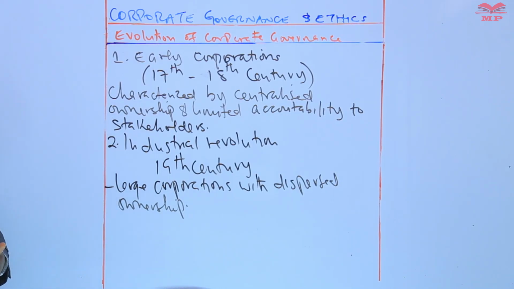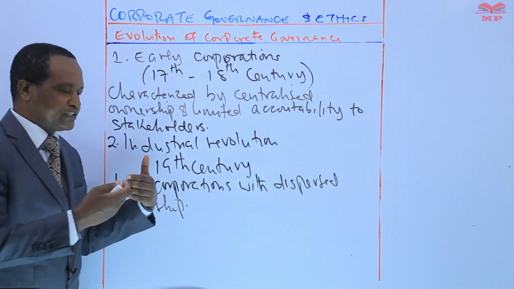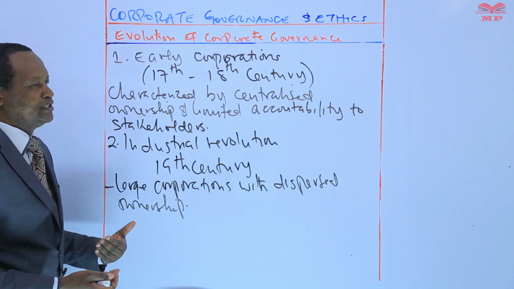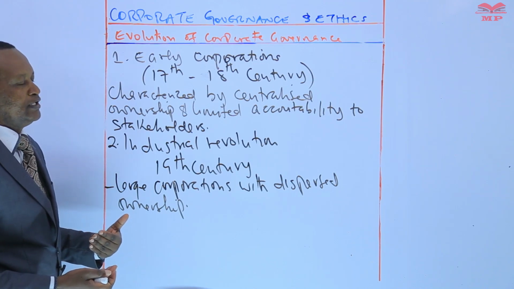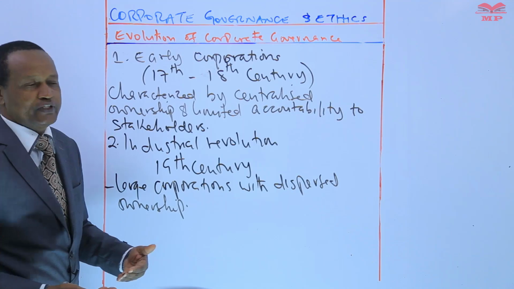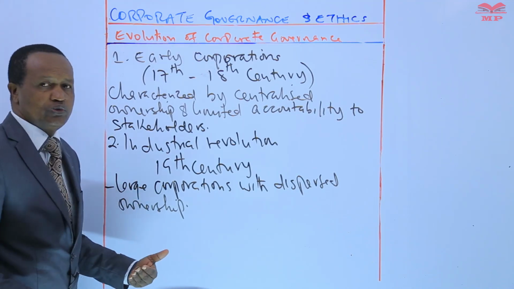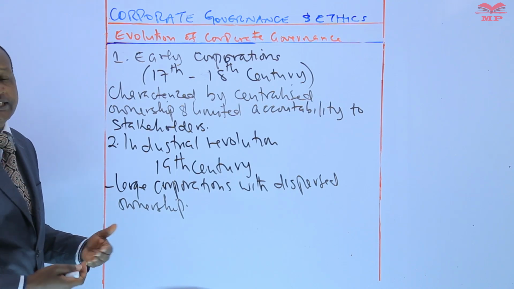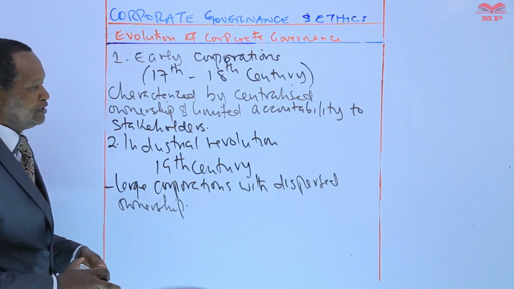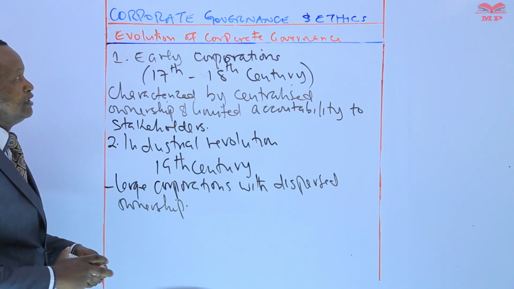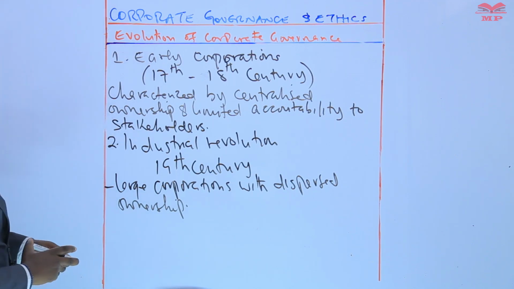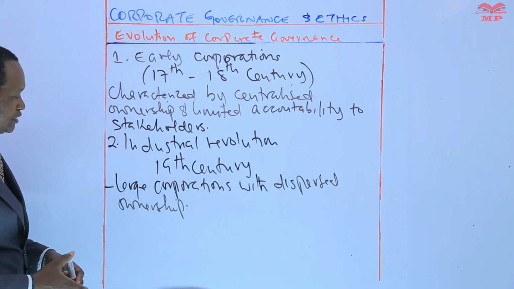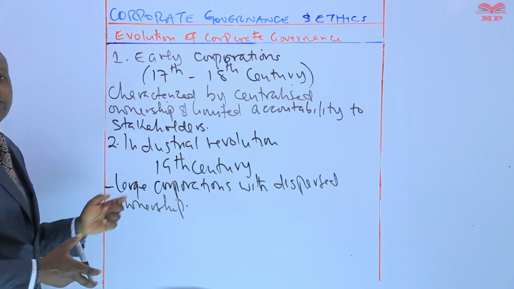You understand? And that gave rise to what we know today as the agency problem, because the management then began paying attention not to the interests of the shareholders but to their own interests, which gave rise to agency problems, which we will be discussing in our next topic on governance structures. We will have a look at the agency problems. So this is the Industrial Revolution.